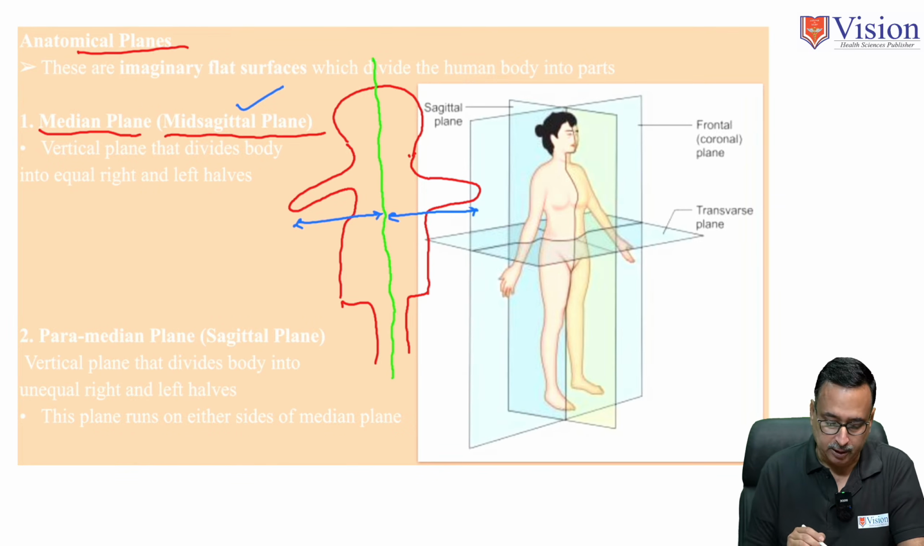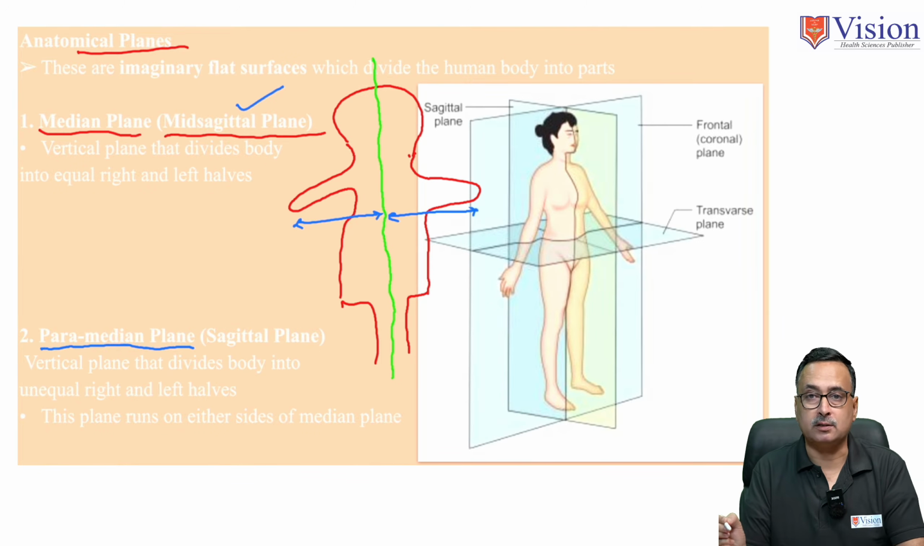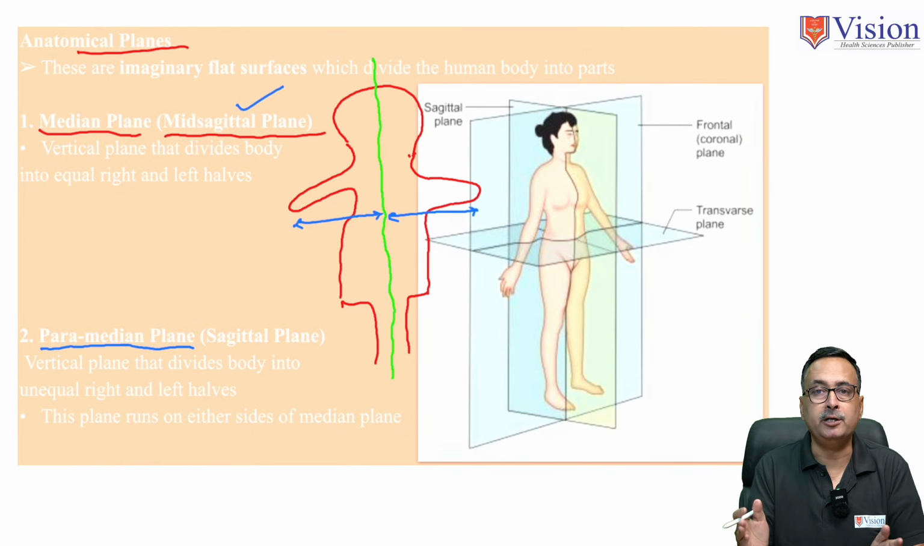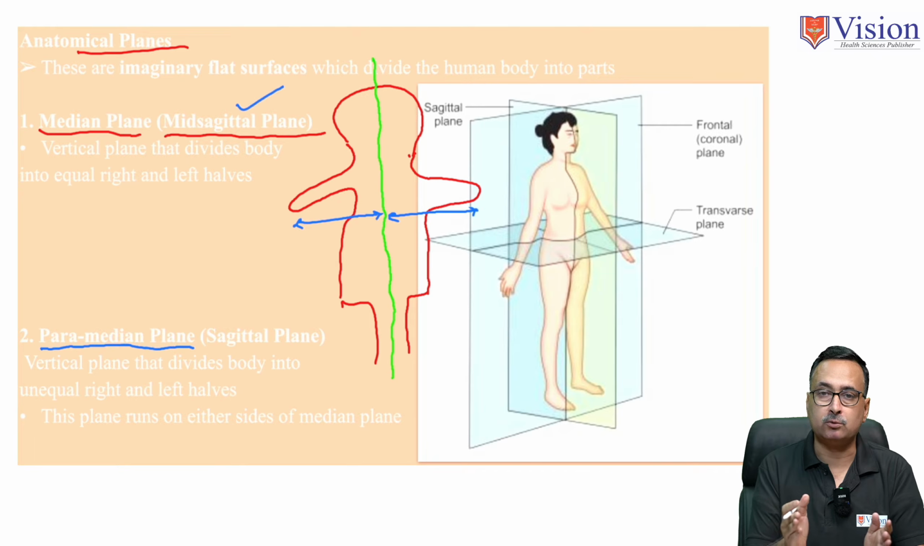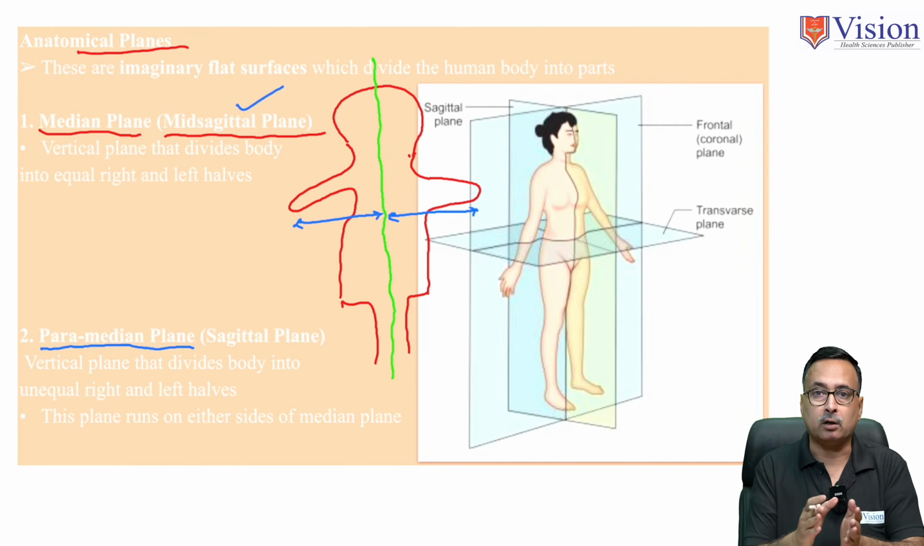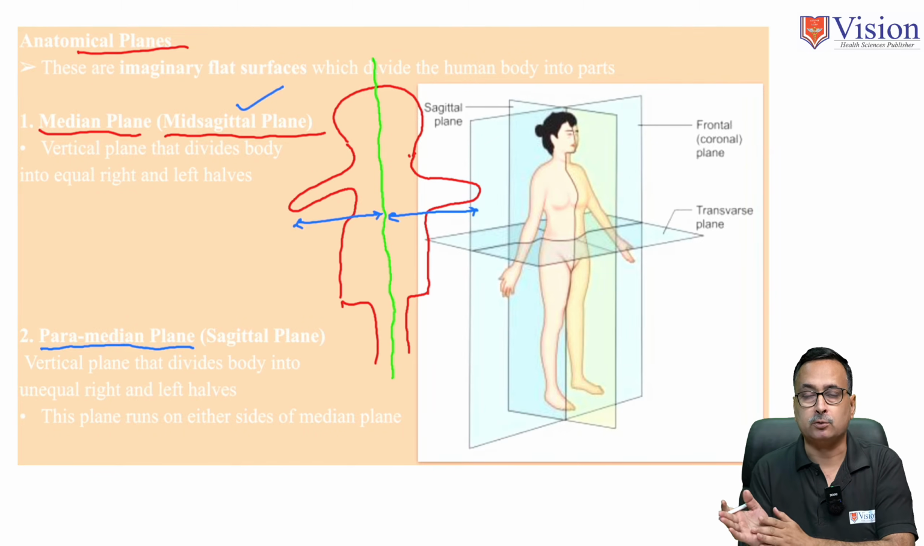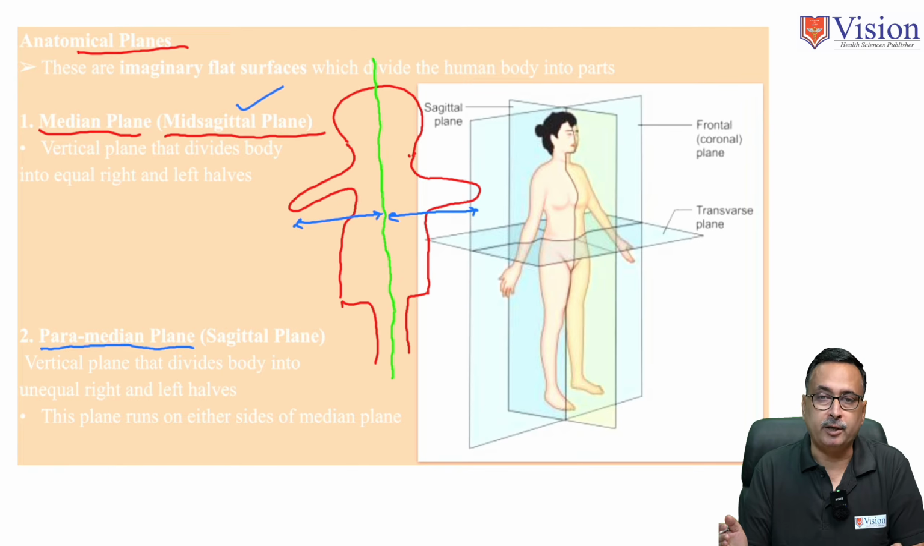Just another plane, the paramedian plane, and it is called the sagittal plane. Paramedian plane or sagittal plane is also a vertical plane. It passes through the body on either side of the median plane. Either it is to the right of the median plane or left of the median plane. So this means the paramedian plane divides the body into two halves which are unequal.